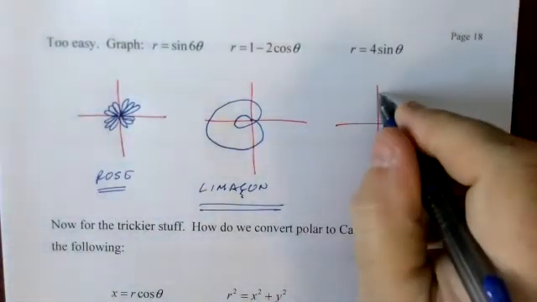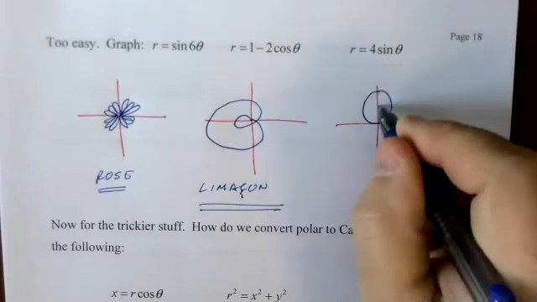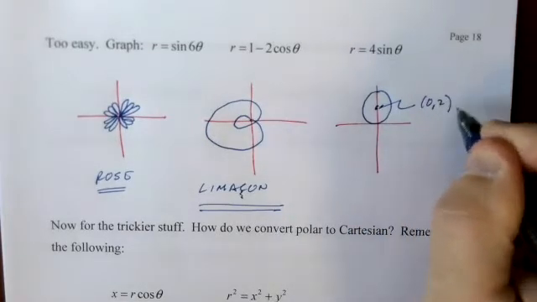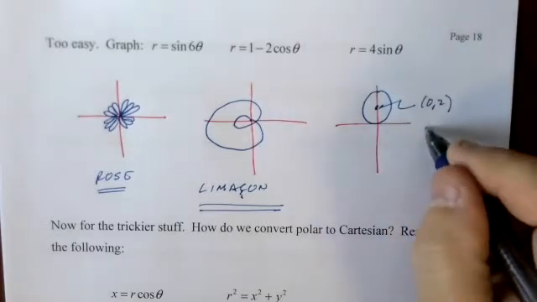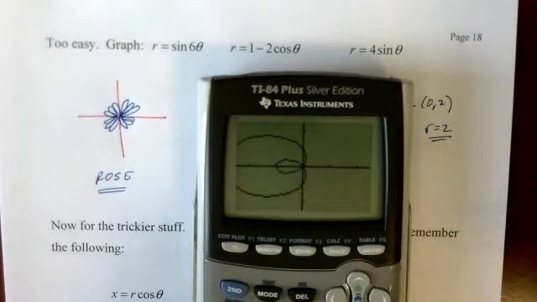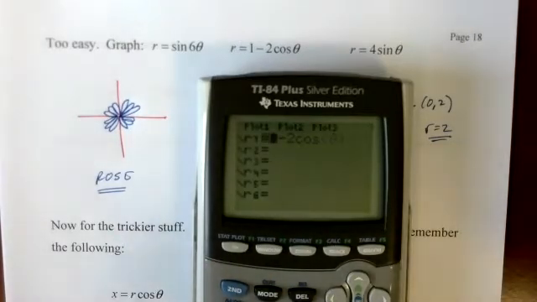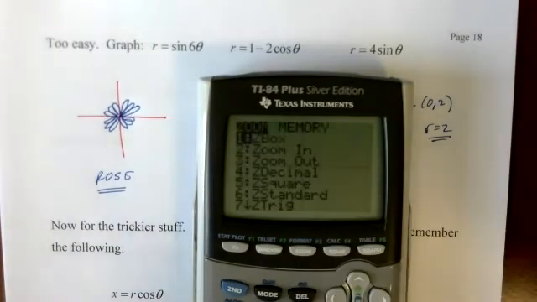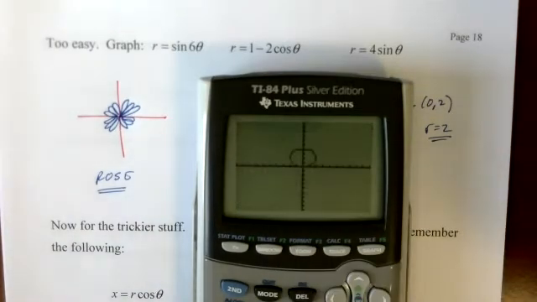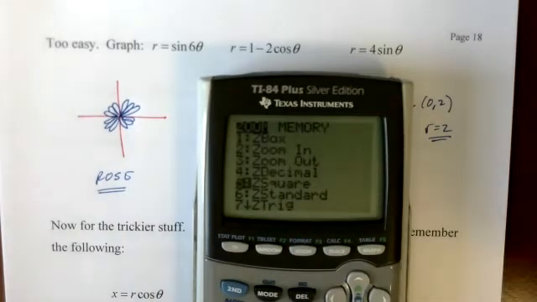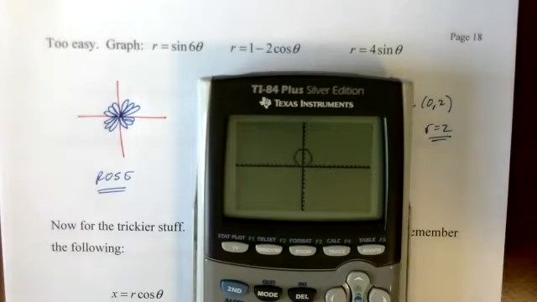This one here is a circle. Center is 0, 2. I thought we weren't going to worry about, well, I thought I'd just do one of them. And the radius is 2. So what do we just call it? R equals 2? Well, if you notice, it's not centered there. So 4 sine. Notice it looks oblong. Well, that's because we do not have a square background. So if I make it square, now it looks like a circle.